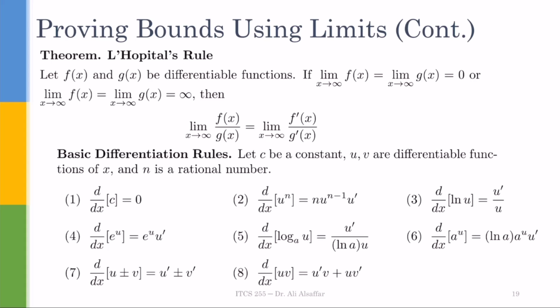Now the derivative for a multiplication of two functions. First, you multiply the derivative of the first function by the second function plus the first function multiplied by the derivative of the second function. And finally, the derivative for a function over a function is equal to the second function multiplied by the derivative of the first function minus the first function multiplied by the derivative of the second function, divided by the second function squared.